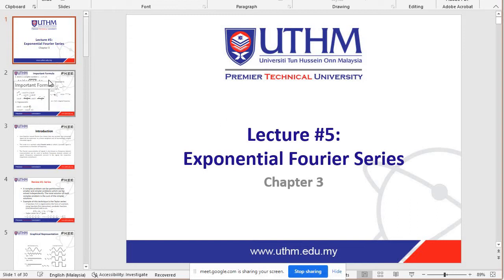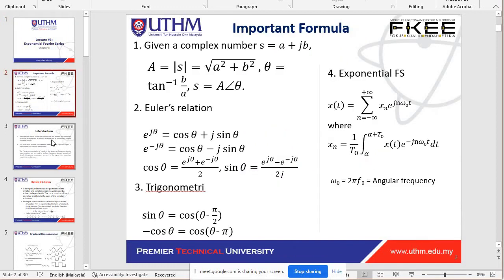Okay. So, chapter 3 is about the Fourier series. Lecture 5 is about the exponential Fourier series. In chapter 3, we all talk about the Fourier series, and lecture 5 is especially on the exponential Fourier series. We have 3 types of the Fourier series. So this is the important formula. English is also available in the module.